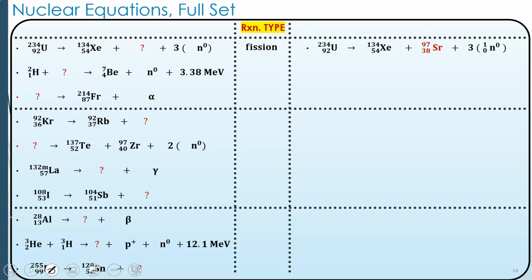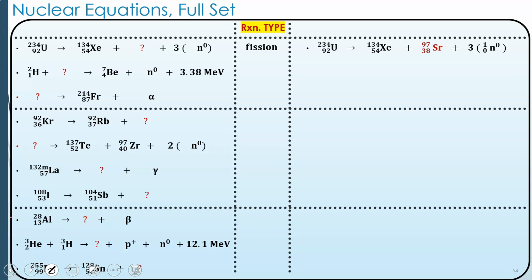Looking at the second problem, we've got deuterium, or hydrogen 2, plus some unknown particle, produces a beryllium 7 and a neutron and a certain amount of energy. And when you see the energies, don't worry about them. They don't affect your calculation of what particle it is, and they don't affect what the reaction type is. They're just there to tell you this reaction is producing energy.